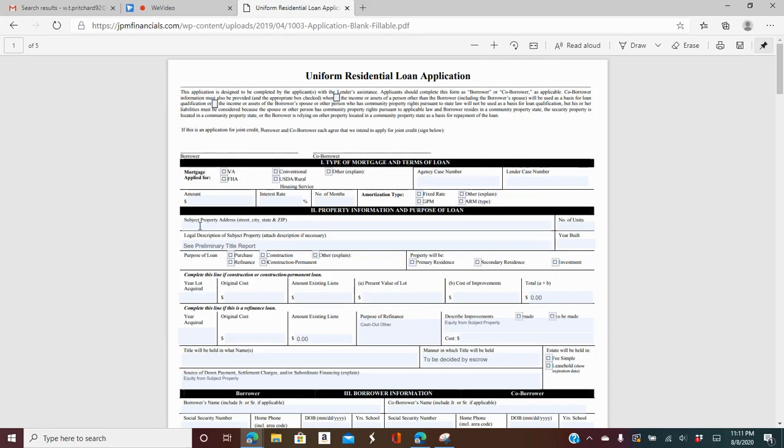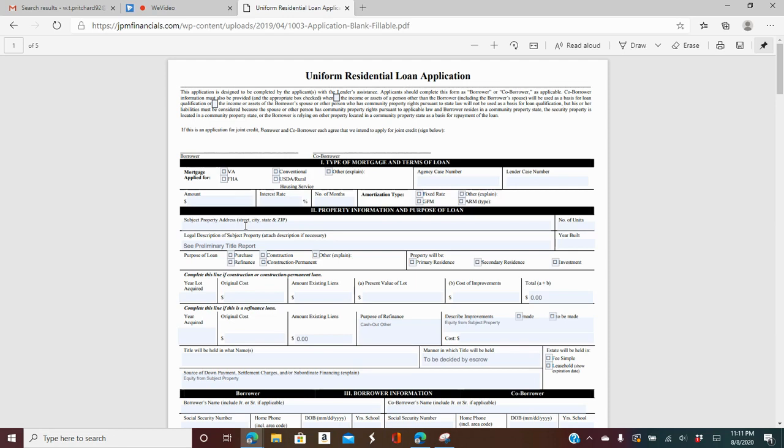So here you see that it says Subject Property Address. Now when we're talking about the subject property, we are talking about the property that we are putting the mortgage on, not to be confused with the property that the borrower lives at.